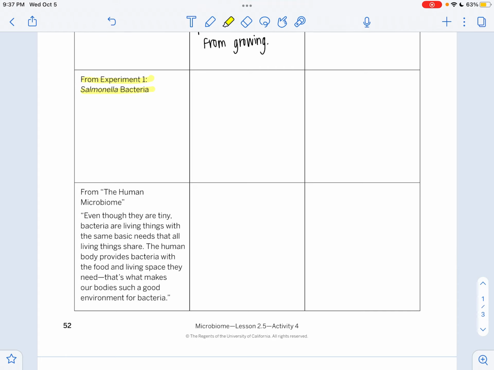Even though they are tiny, bacteria are living things with the same basic needs that all living things share. The human body provides bacteria with the food and living space they need. That's what makes our bodies such a good environment for bacteria.